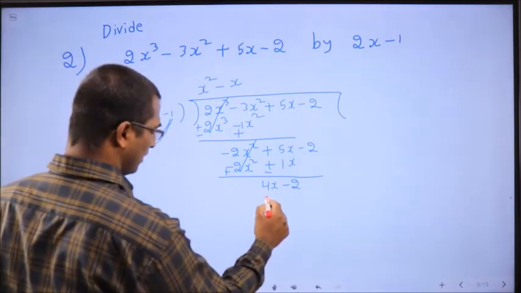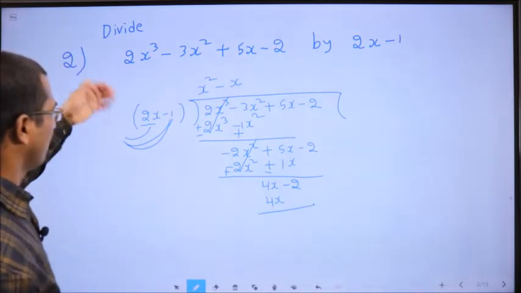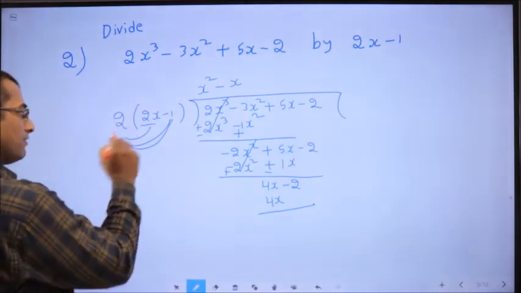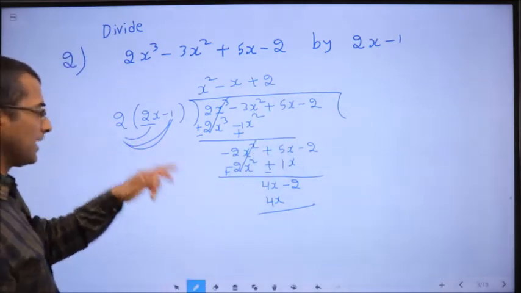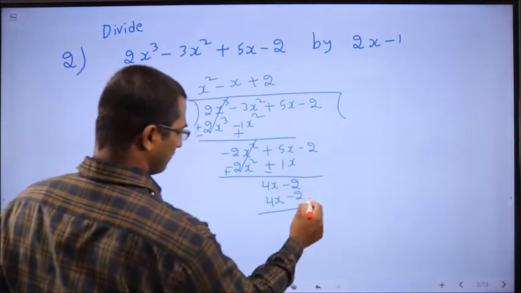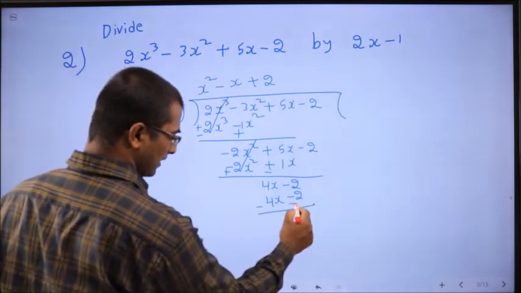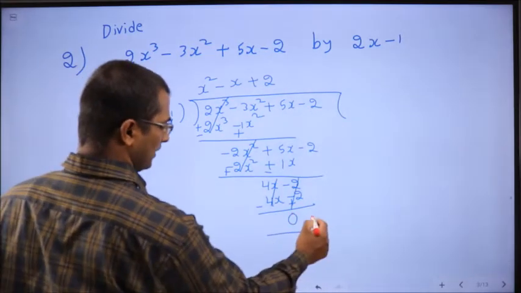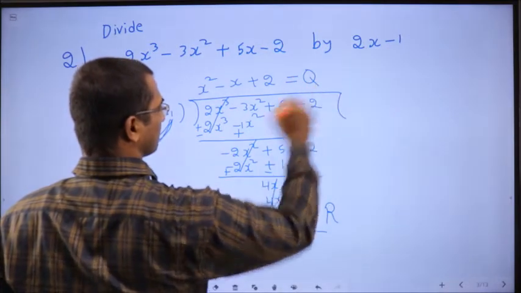Here 4x, below it also I should get 4x only. So here 2x, I should get 4x, which I could get if I multiply this with 2. So in the quotient add 2. So 2 into 2x will be 4x, 2 into minus 1 will give me minus 2. Okay. Next, change the sign. So this is minus, this is plus. So they cancel out, I got 0. So this is the remainder and this is the quotient. Okay.